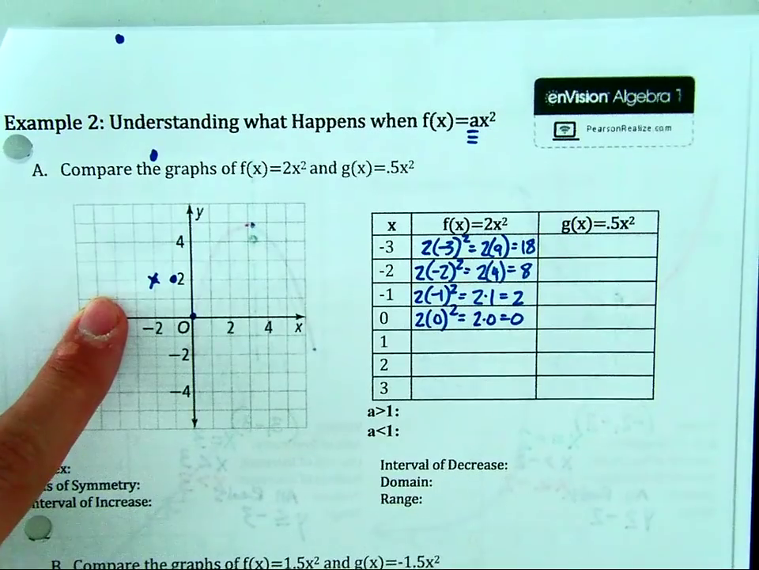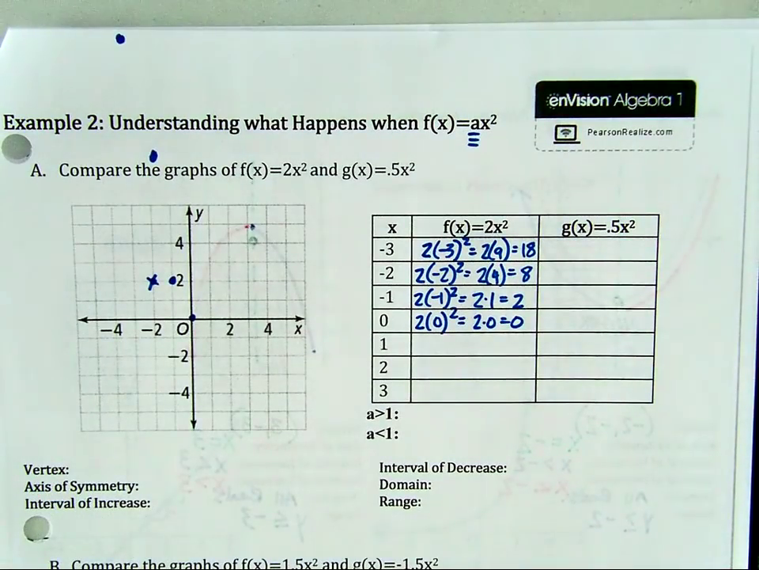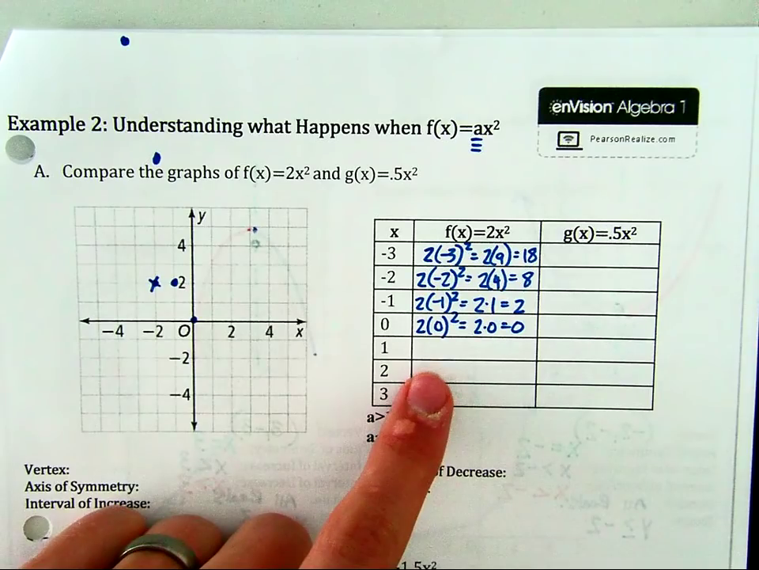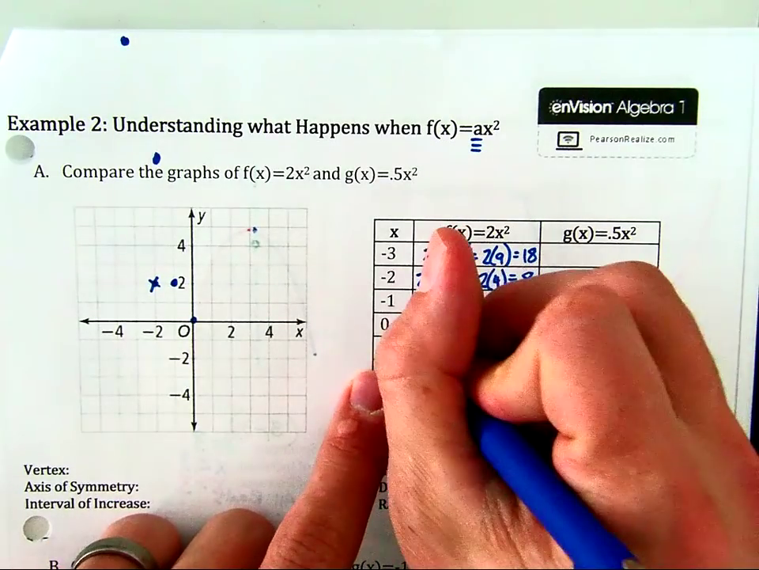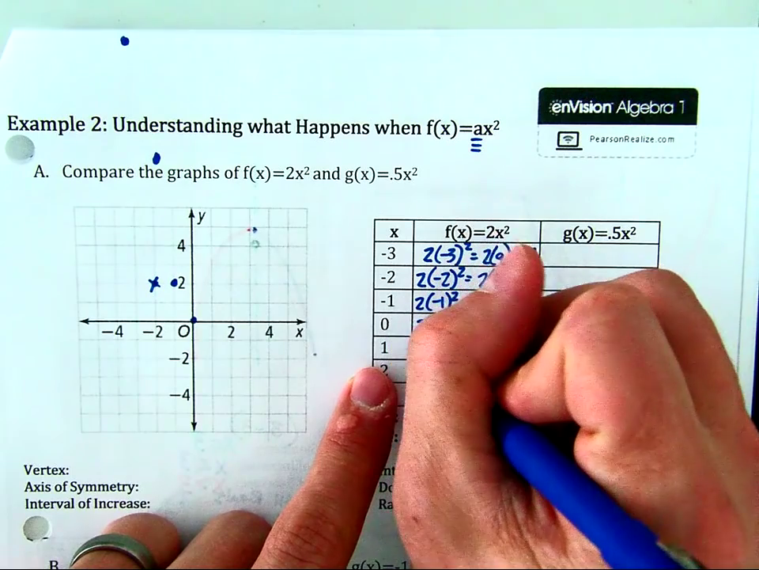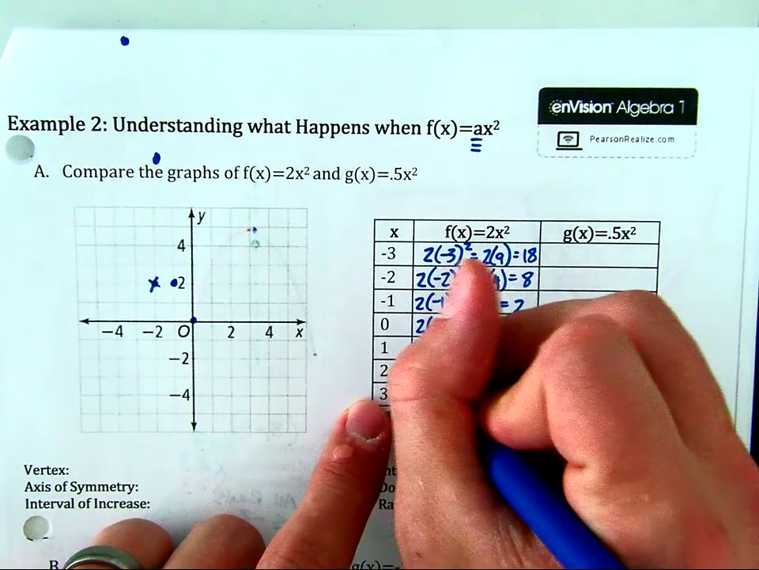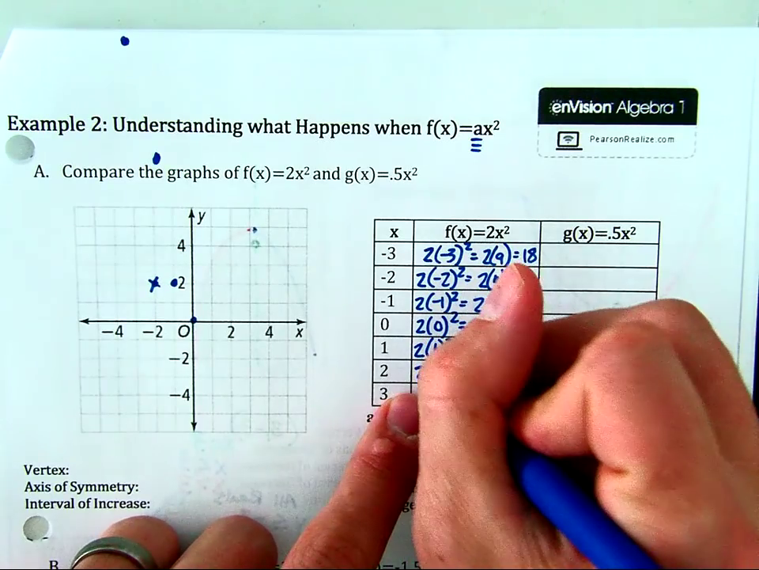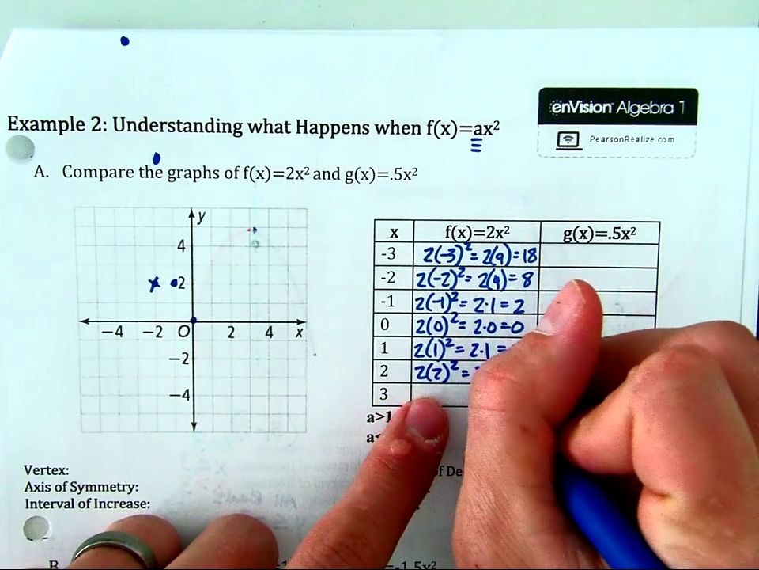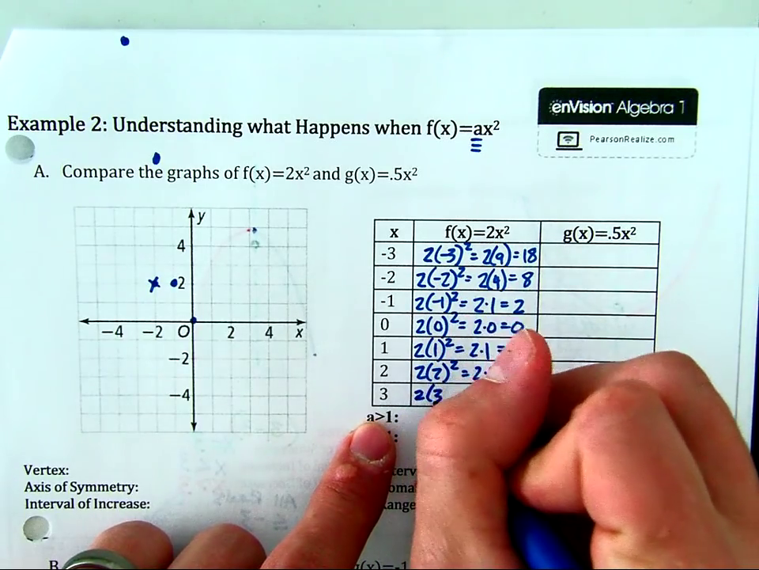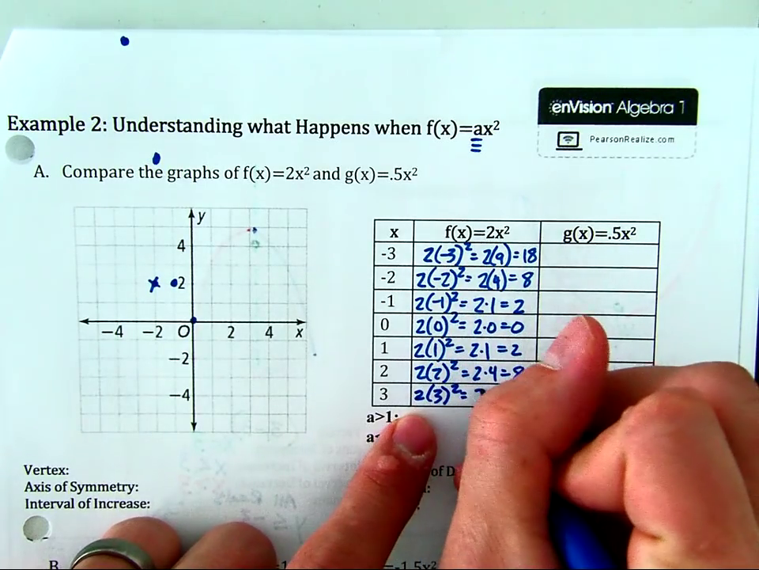Now, I want to show you a trick. We're going to go ahead and fill out the table of values here, but I want to show you a trick when we're graphing these, and you'll be able to use this later today. So I'm going to go ahead and fill this in. 1 squared is 1. 2 times 1 is 2. 2 squared is 4. 2 times 4 is 8. 3 squared is 9. 2 times 9 is 18.